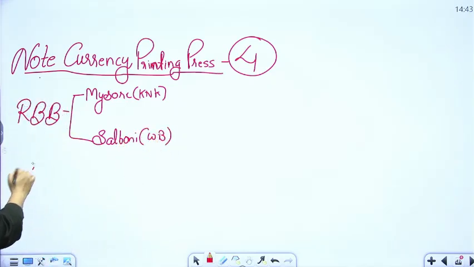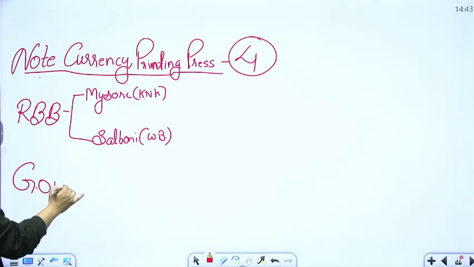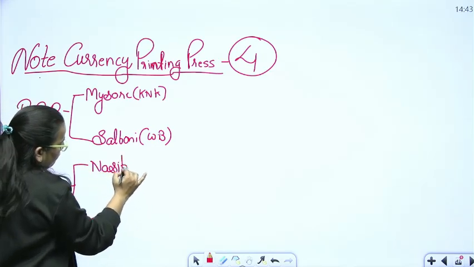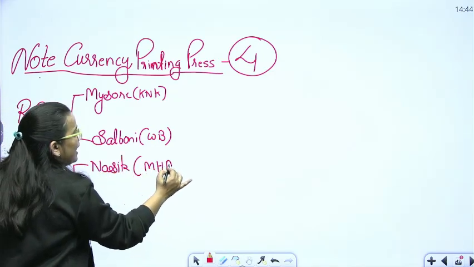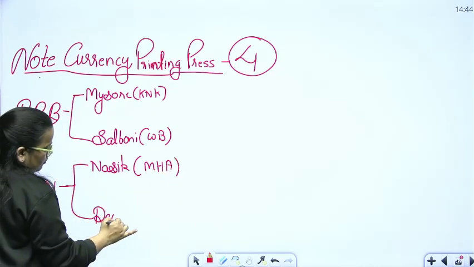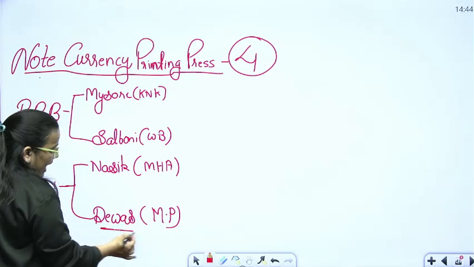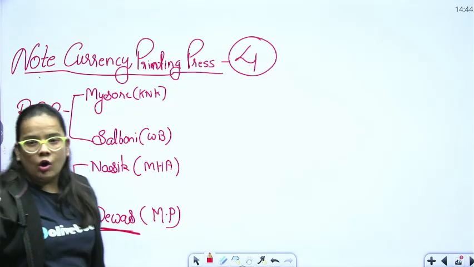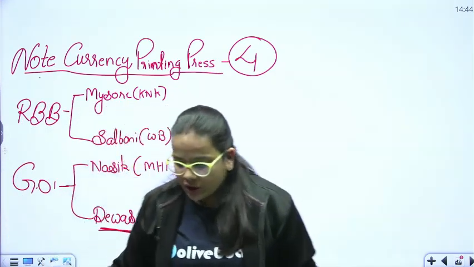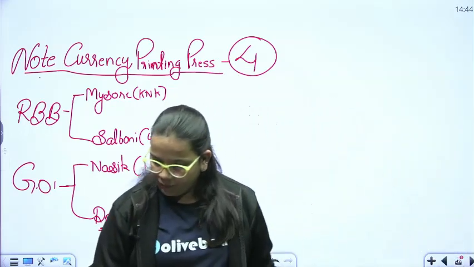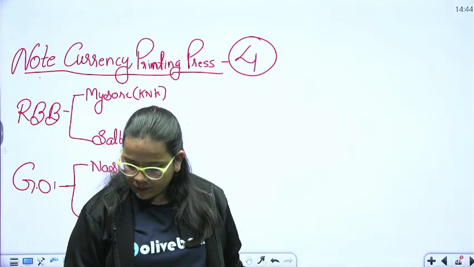Right, and the other 2 printing presses are managed by the government of India. First is Nasik, Maharashtra, and second is Dewas. Dewas is located in MP, Madhya Pradesh, which actually produces the paper of a note. Okay, so these are the note currency printing presses. Clear? Anyone, any issue regarding this?